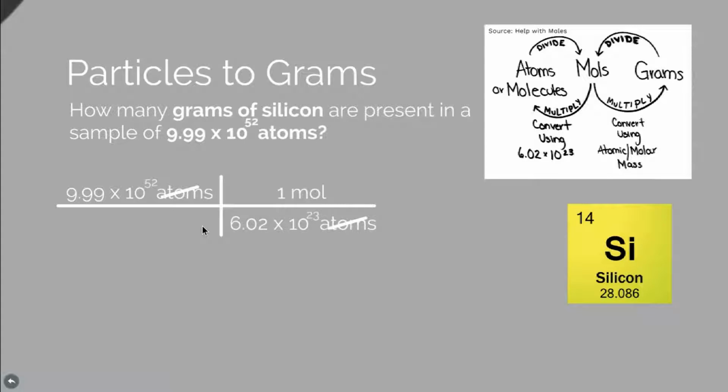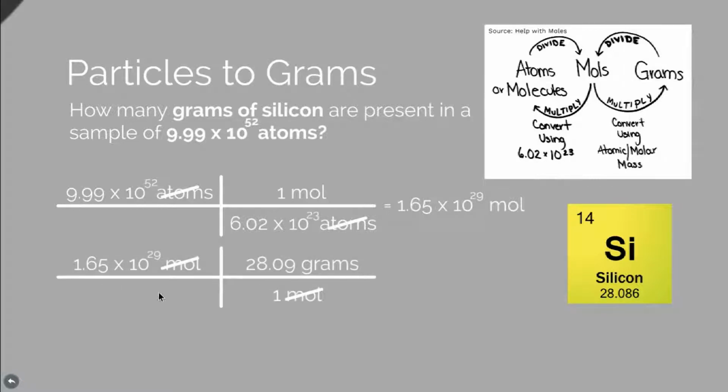So it's the same as the problem that we already saw before, so I've just brought it over again, where we have 9.99 times 10 to the 52nd power number of atoms, and it's divided by 6.02 times 10 to the 23rd number of atoms to get us the number of moles. So here we have 1.65 times 10 to the 29th power number of moles as our intermediate answer. Now remember, that's not our final answer. We still need to get it to grams. So let's go ahead and follow that arrow and get it to grams.